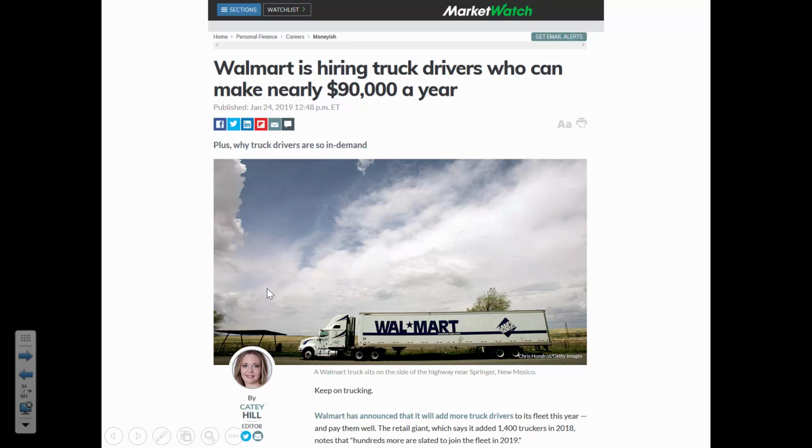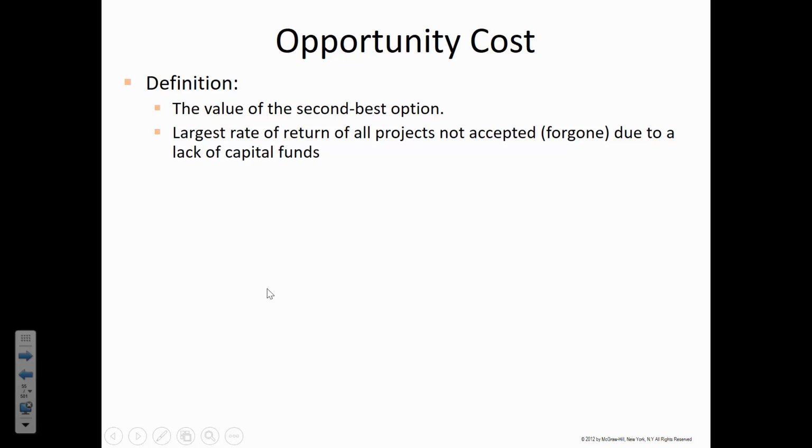So Walmart's hiring truck drivers for almost $90,000 a year. I show you these headlines to illustrate the idea of opportunity cost. Your being here today has cost not only the tuition that you paid, but you could have been doing something else, whether it's sleeping in, or playing games, or watching television, or if you had a job and you were working at it.